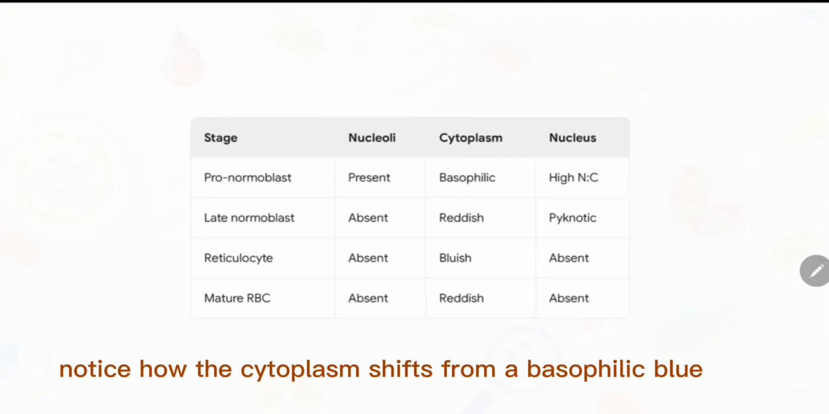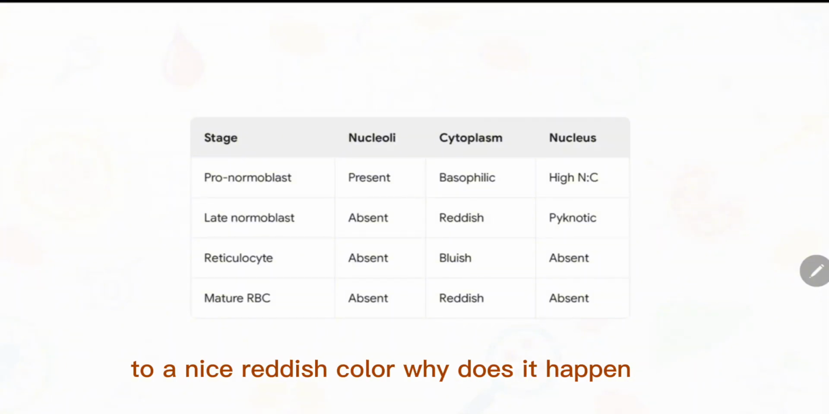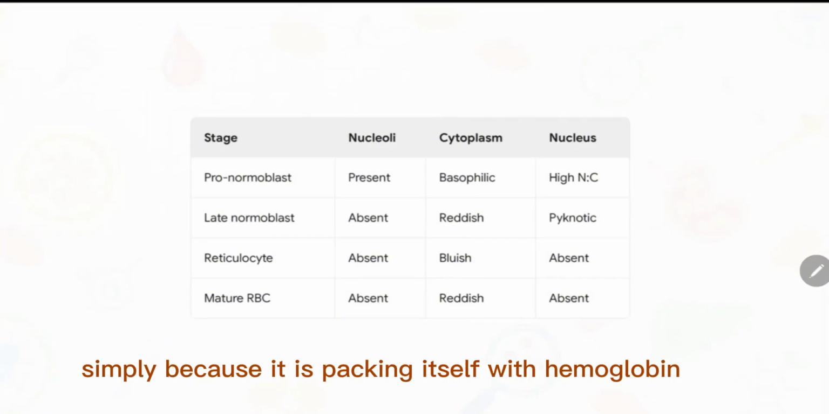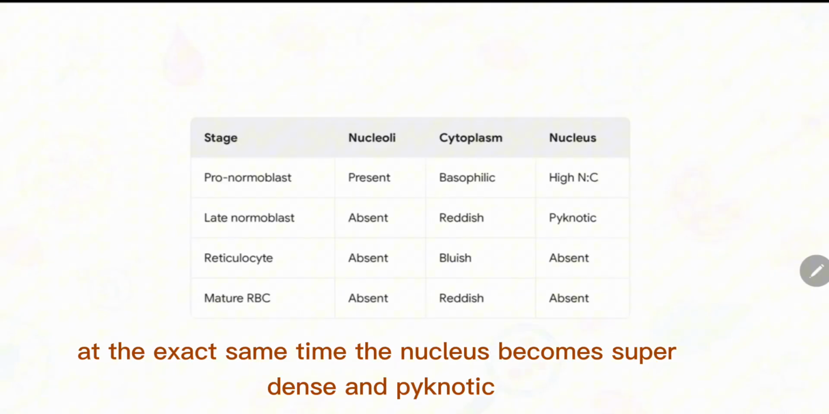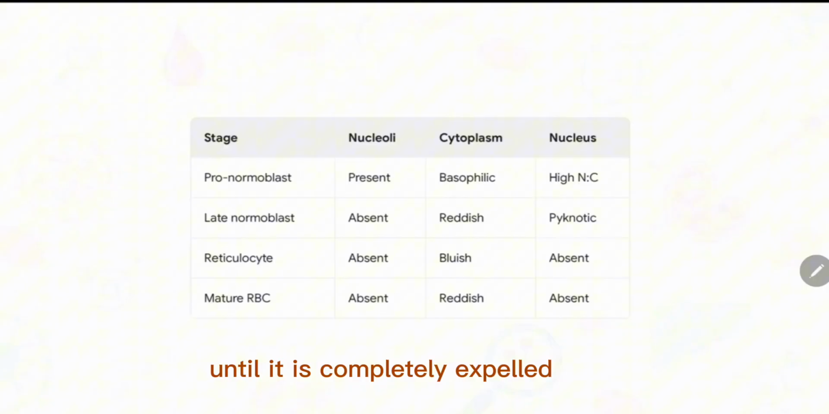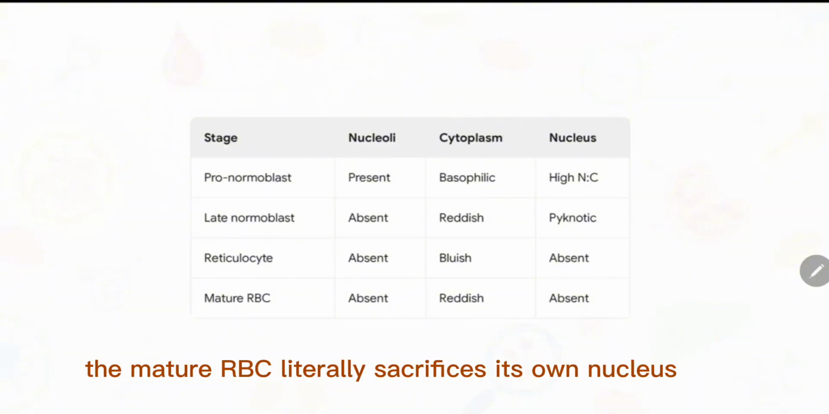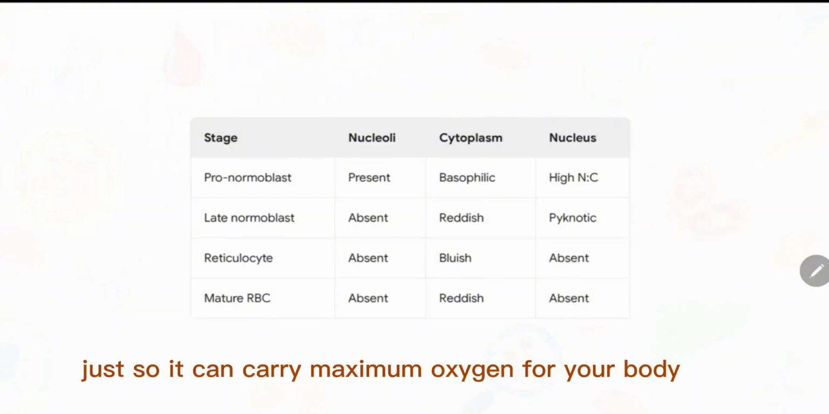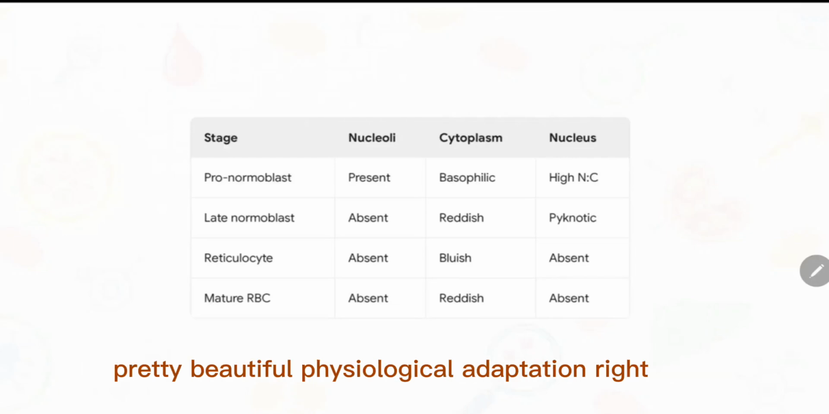Notice how the cytoplasm shifts from a basophilic blue to a nice reddish color. Why does it happen? Simply because it is packing itself with hemoglobin. At the exact same time, the nucleus becomes super dense and pyknotic until it is completely expelled. The mature RBC literally sacrifices its own nucleus just so it can carry maximum oxygen for your body. Pretty beautiful physiological adaptation, right?